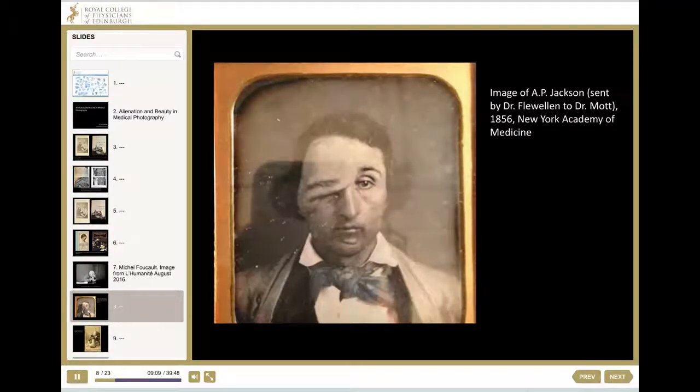The first diagnosis by photograph was recorded in 1856 when Dr. Fluellen of Georgia sent a daguerreotype of his patient, this man, A.P. Jackson, with a large tumor, as you can see over his eyebrow, to Dr. Valentine Mott with a letter asking for consultation. He was able to send it in only a matter of days. The tumor was diagnosed and treated on the basis of Dr. Mott's reply. At this time, physicians used such clinical photographs to diagnose patients, and they also made personal collections of medical oddities and deformities, which is why this photograph was kept.